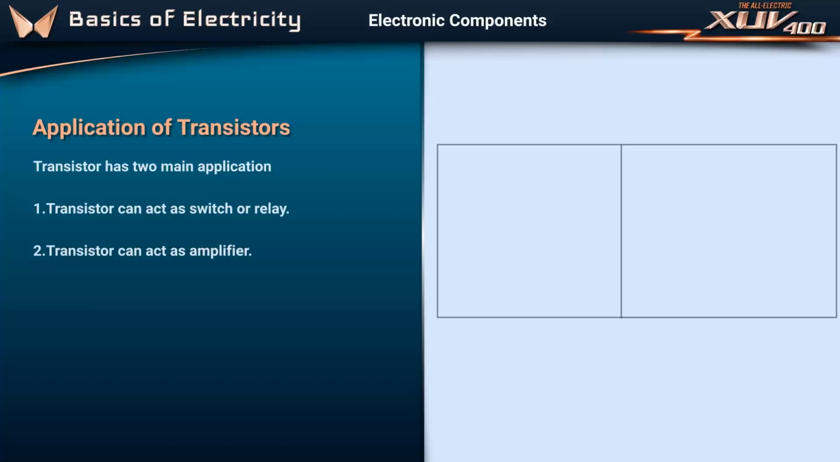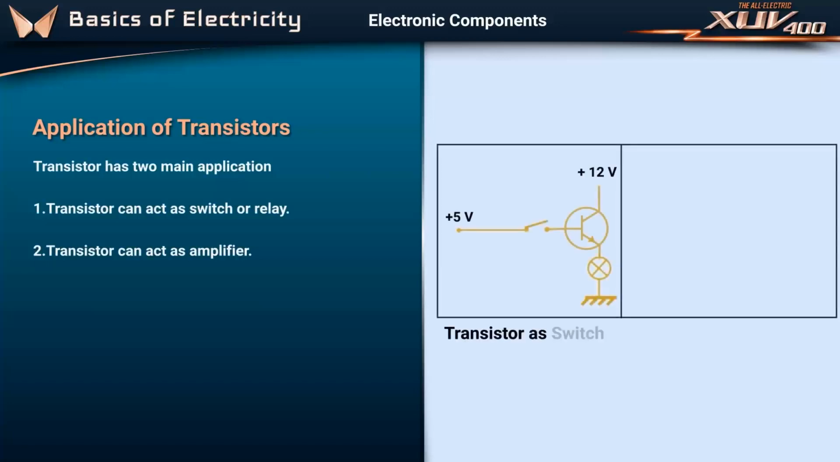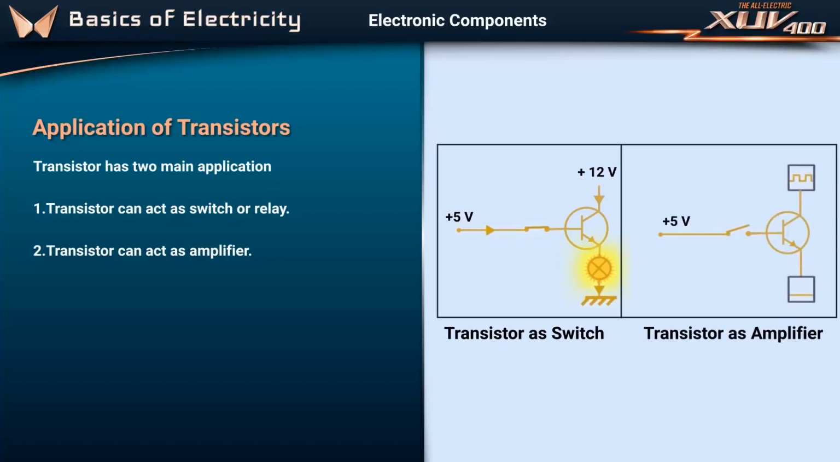Transistor has two main applications. Transistor can act as a switch or relay. Transistor can act as an amplifier.